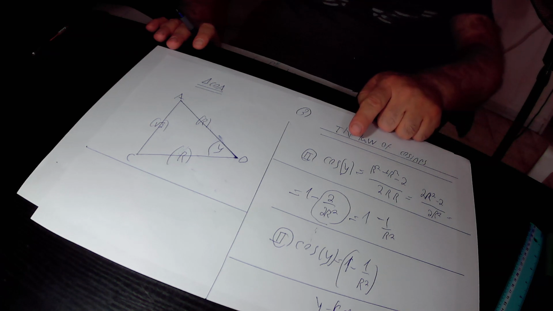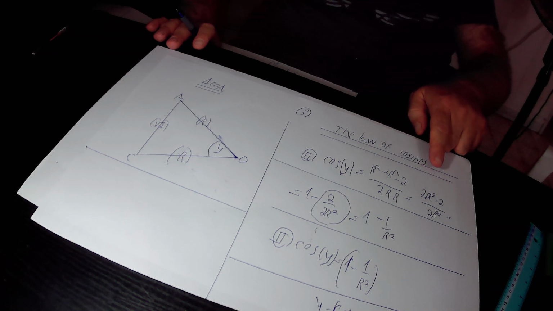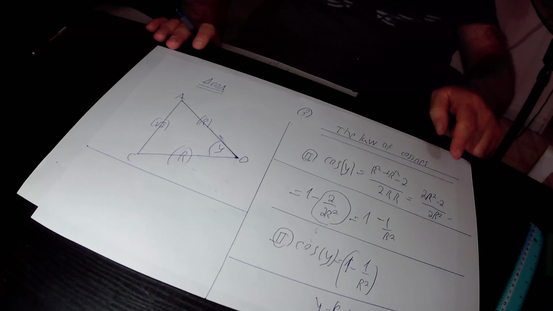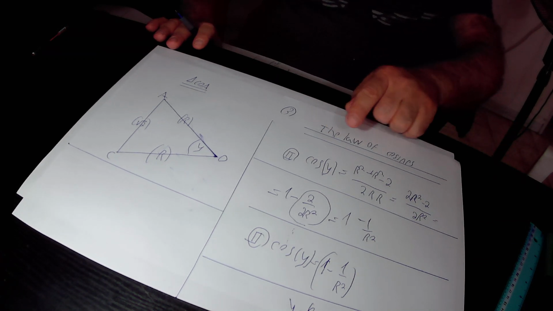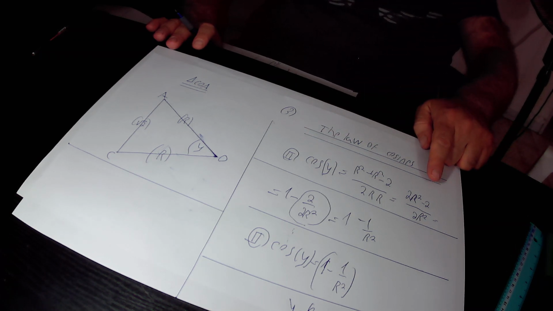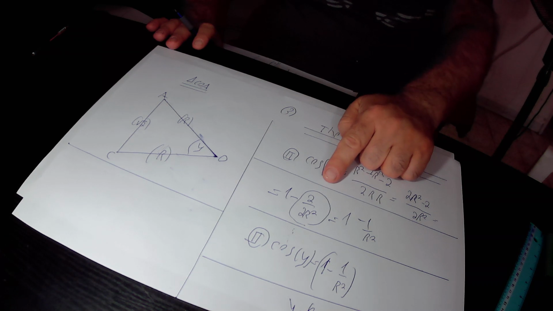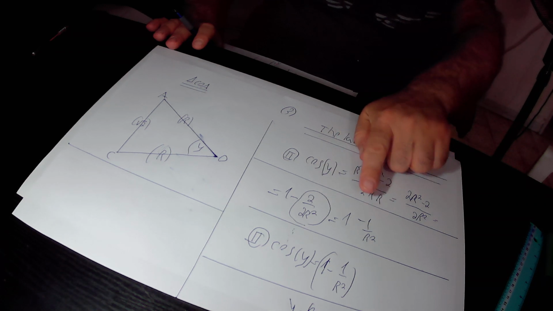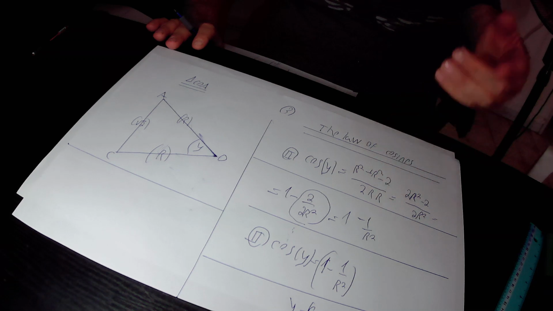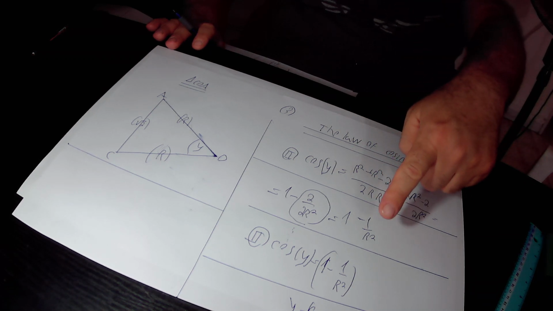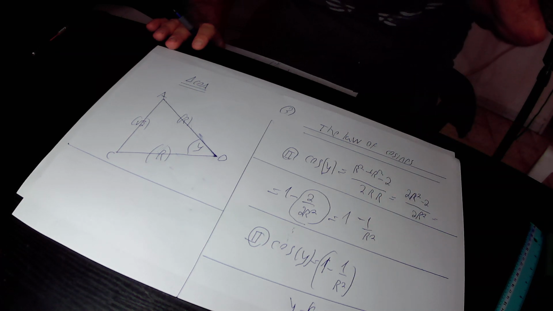So cosine y equals R square plus R square, that is 2R square, minus 2, divided by 2 times R times R, that is 2R square. So here we have cosine y equals 2R square over 2R square, that is 1. And we have also here minus 2 over 2R square. Here we divided both the numerator and the denominator of this expression by 2, and found out that minus 2 over 2 is minus 1, and 2R square over 2 is R square. So in total, we found out that according to equation 2, cosine y equals 1 minus 1 over R square.